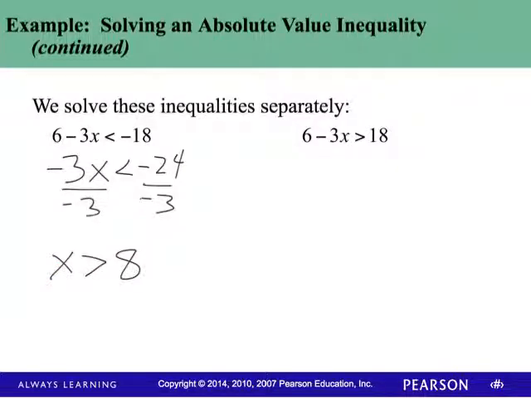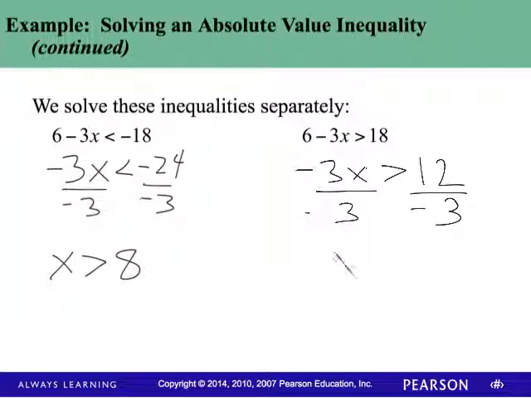On the other side, I'll subtract 6 from both sides, and we'll have -3x is greater than 12. Divide both sides by -3. My inequality sign will flip again, so x is less than 12 divided by -3, which is -4. Okay. So I also have solutions if x is less than -4.